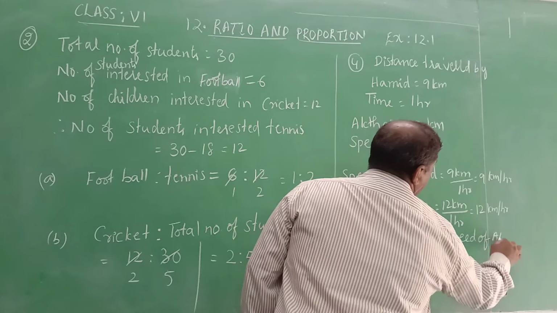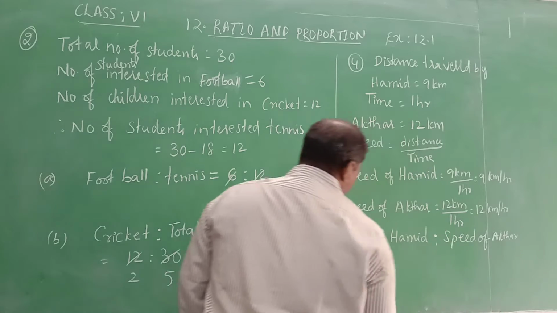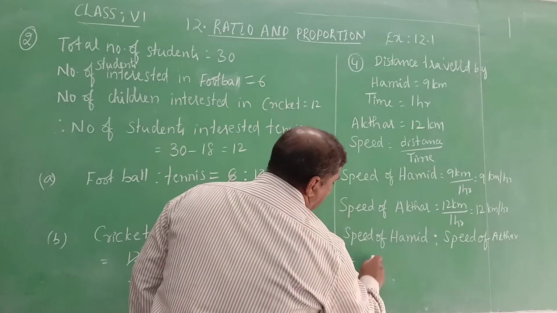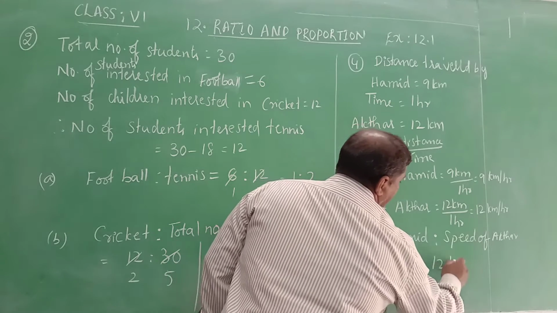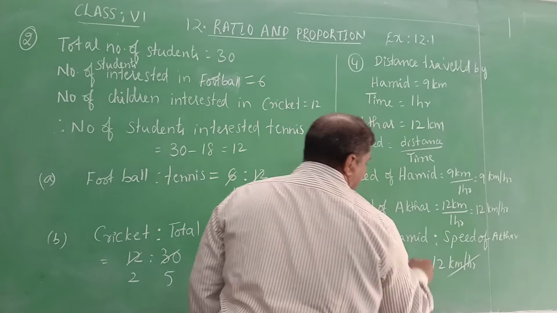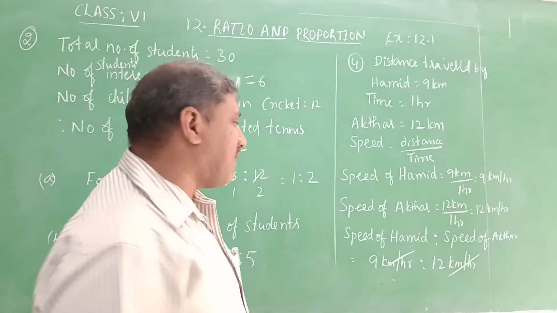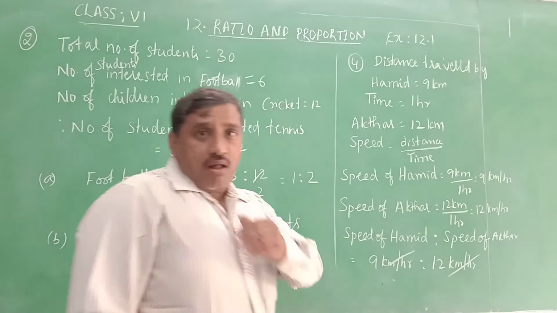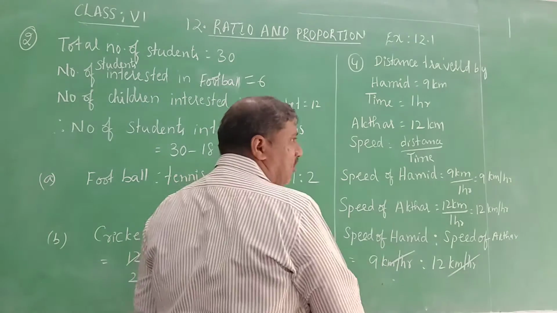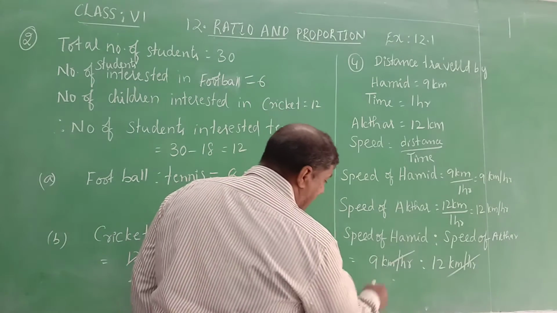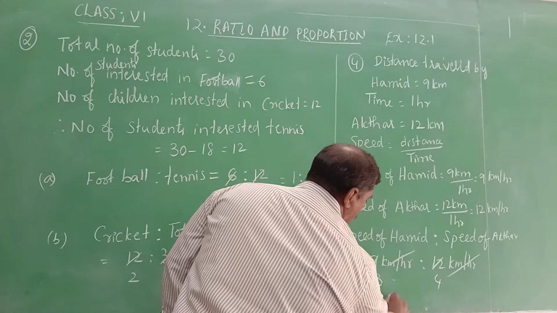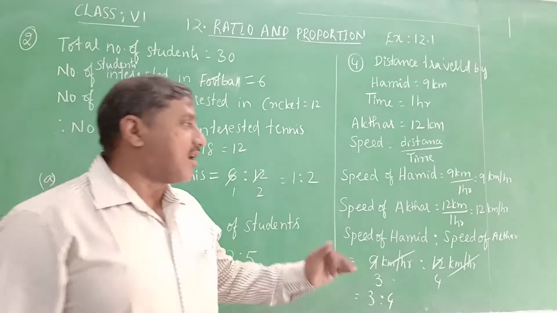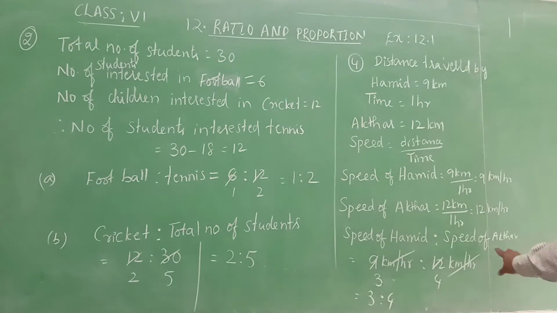Speed of Hamid is 9 kilometers per hour and it is to 12 kilometers per hour. They have the same units, so cancel the units. Now 9 and 12 both are multiples of 3, so divide by 3. 3 threes are 9, 3 fours are 12. That is 3 is to 4, the ratio of the speed of Hamid to the speed of Akhtar.